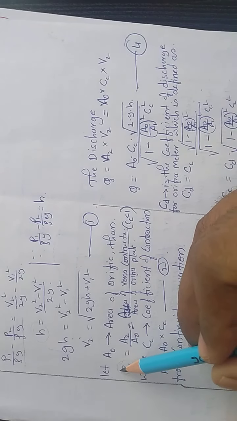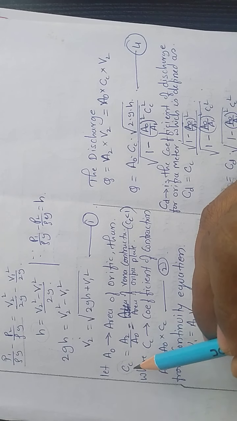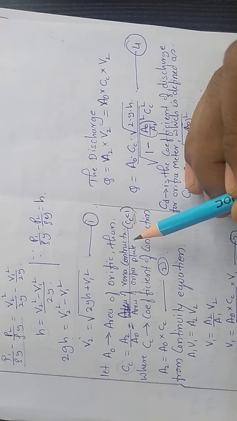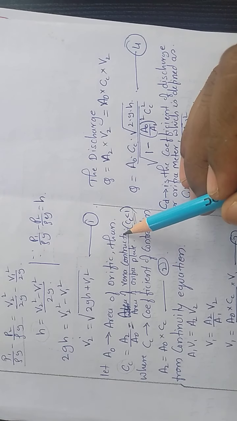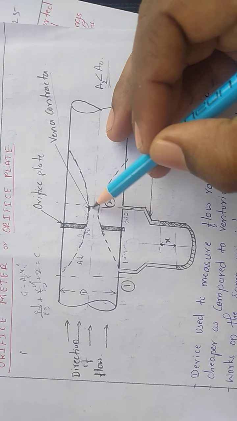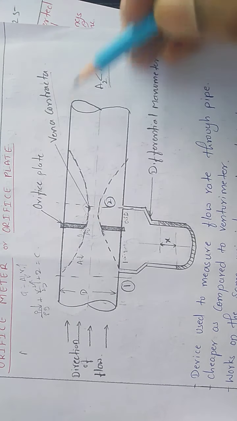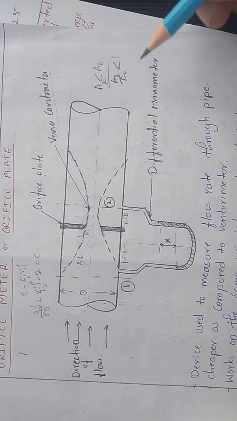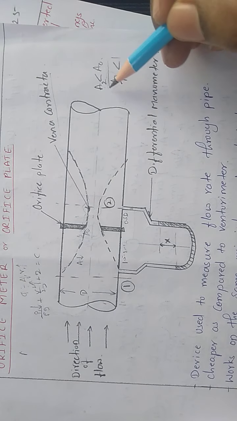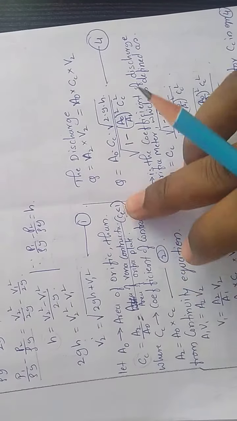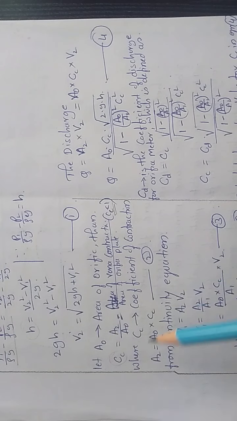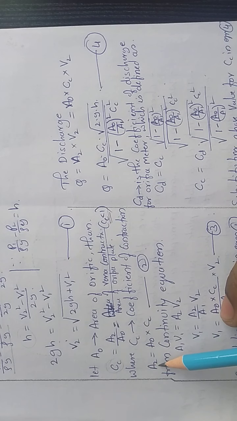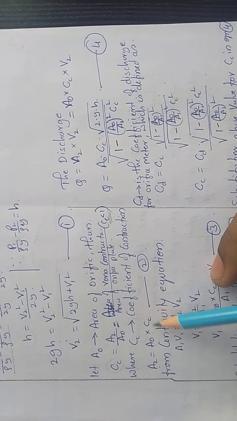Okay, so this coefficient of contraction Cc is always less than 1, because the numerator is less: the area of the vena contracta is less than A0, so A2 by A0 is always less than 1. Because this is less and this is more, we always get Cc less than 1. Now A2 is equal to A0 into Cc.